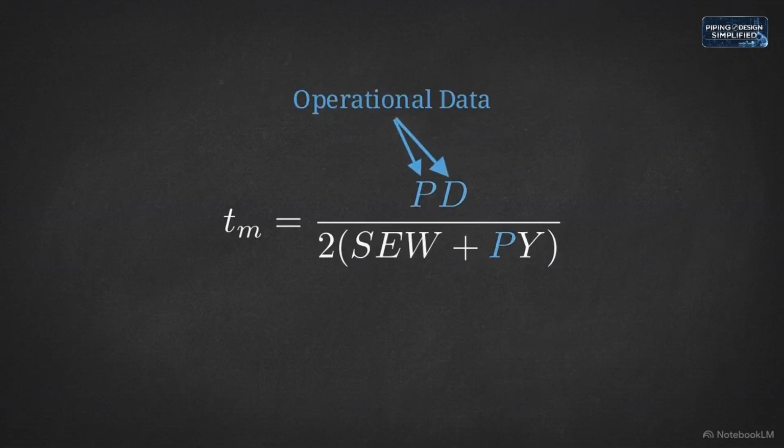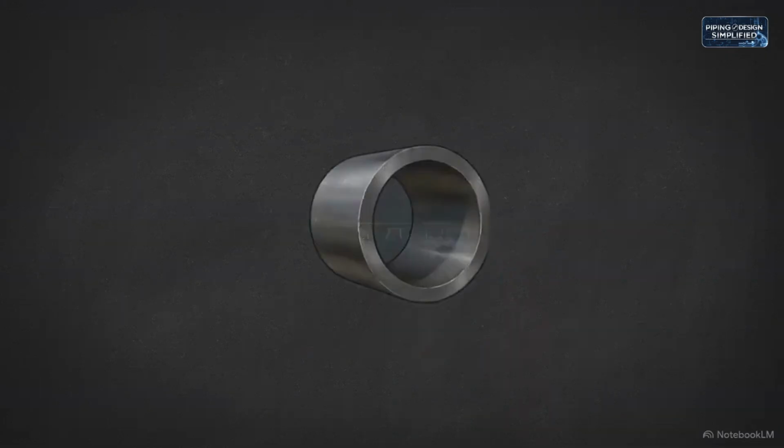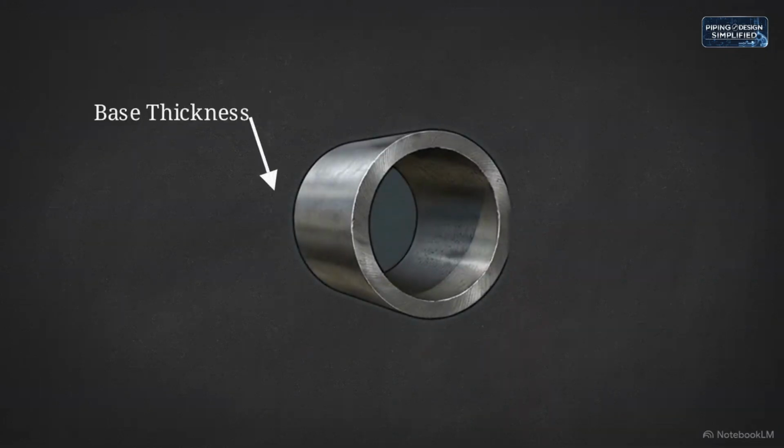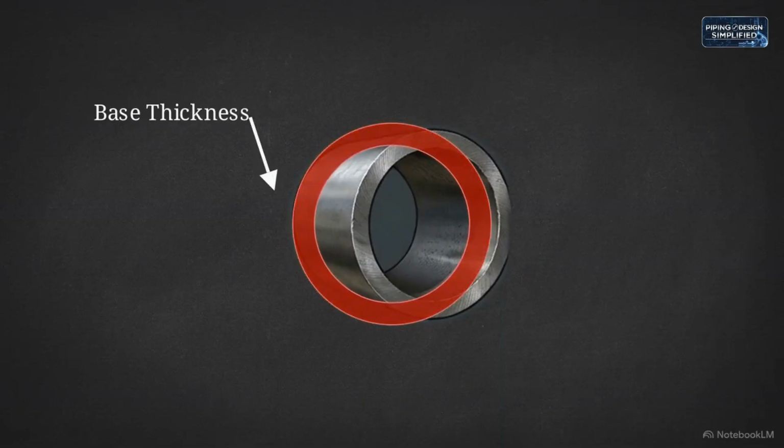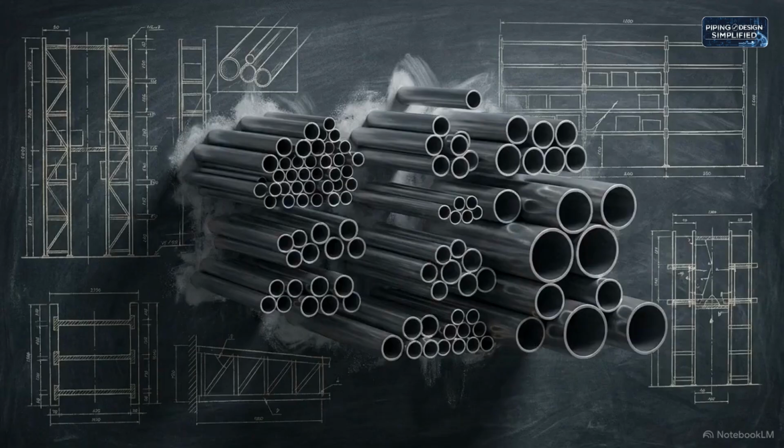The inputs in blue, like the design pressure and the outside diameter, are specific to the plant's operational data. The variables in orange, such as the material's allowable stress and the temperature coefficient, are fixed values pulled directly from the codebook tables. Once we calculate that minimum required thickness, we add a specific safety buffer, a corrosion allowance, to account for the metal wearing away over time. This final number dictates which standard, commercially available pipe size to purchase.